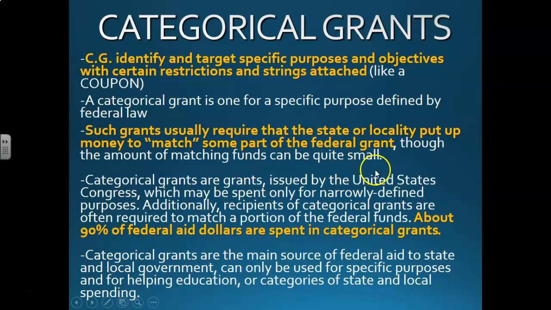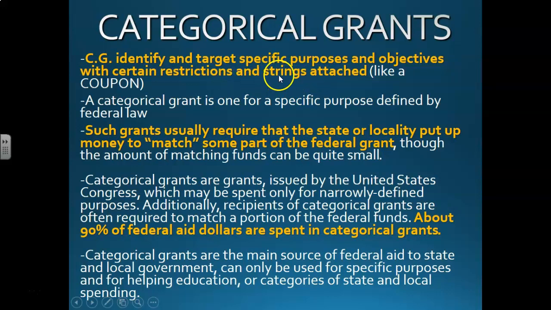So the first one is a categorical grant. A categorical grant is a very specific targeted purpose. Let's say a bridge. So a state wants to build a bridge, and so they would apply for a categorical grant to build that bridge. But with categorical grants, there are very strict restrictions and oftentimes strings attached, and I'll explain what that means in just a second.